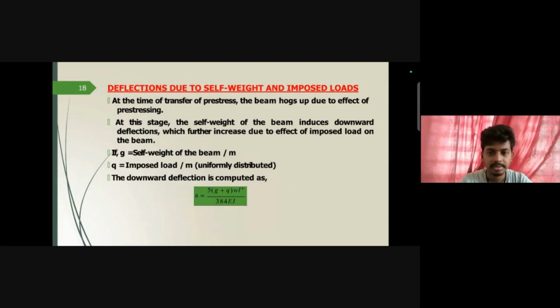During the transfer of pre-stress, the beam hogs up due to the effect of pre-stressing. At this stage, the self-weight of the beam induces downward deflections, which further increase the effect of imposed loads on the beams. So the downward deflection is computed like this: 5 into (G plus Q) into L power 4 by 384 EI, where G is the self-weight of the beam per meter, and Q is the imposed load per meter, that is the uniformly distributed load that is given. That we calculate.